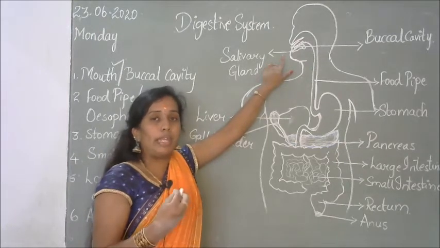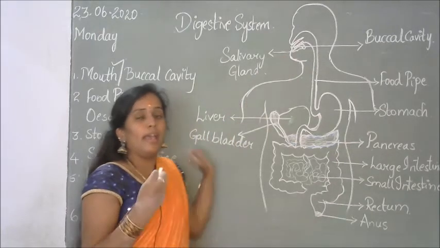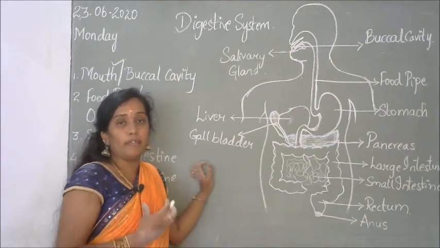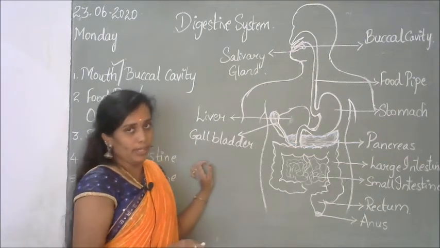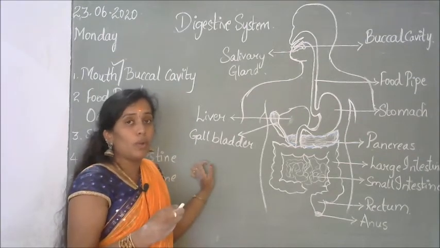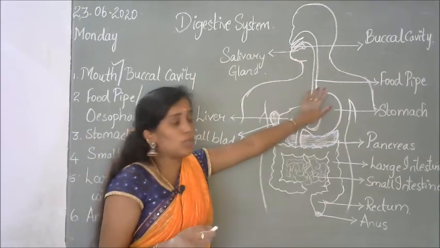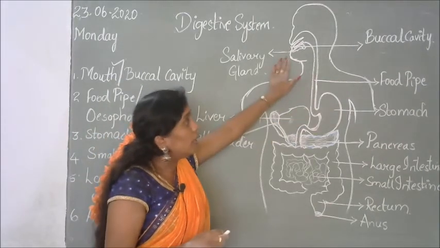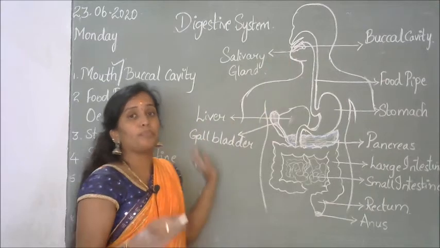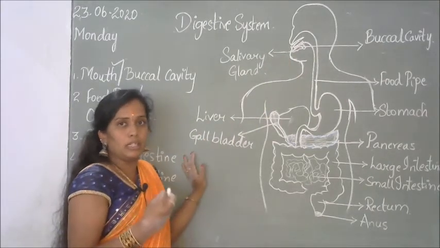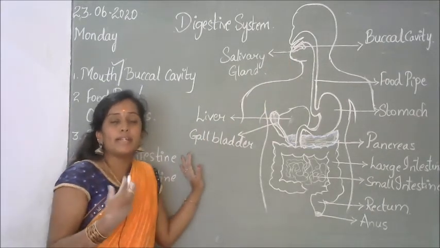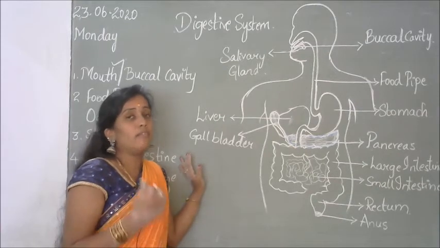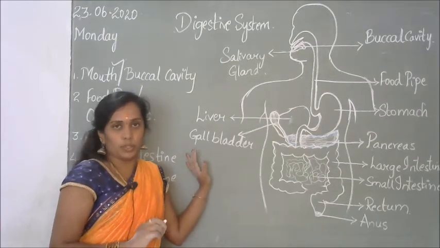When we eat the food, our teeth help to chew and grind the food and to swallow it. When you swallow it, what will happen? Next, it reaches the food pipe. Here in the buccal cavity, the teeth and the tongue help to mix the food with the saliva juice which is produced in the mouth.